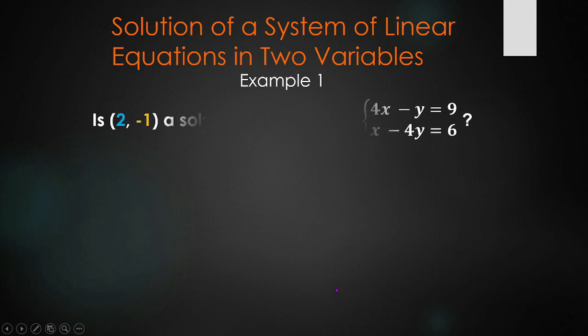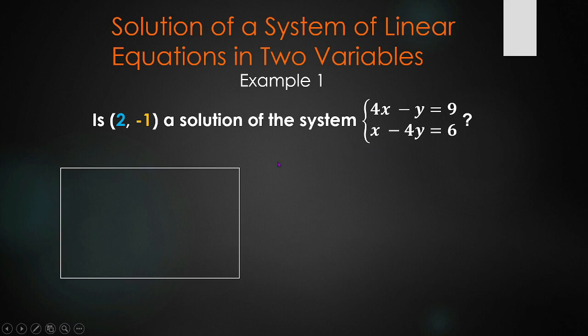Let us have an example on determining whether a given ordered pair is a solution of a system. For example, is (2, negative 1) a solution of the system 4x minus y equals 9, x minus 4y equals 6? To do this, we are going to substitute the given ordered pair to the variables of every equation in the given system. So let us have first the first equation, 4x minus y equals 9. We will substitute 2 to x and negative 1 to y. Then let us perform the operations.